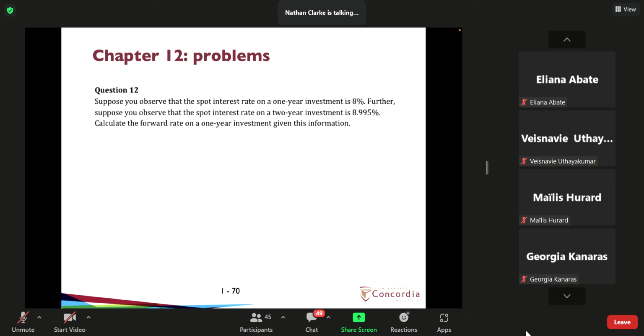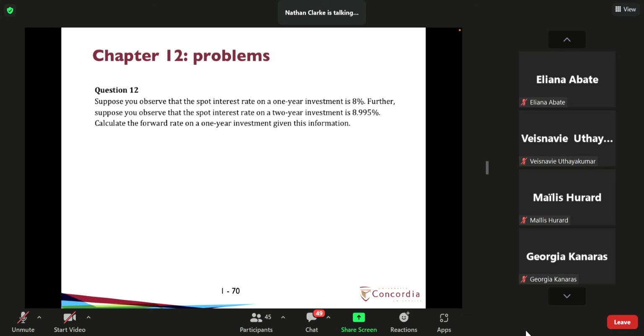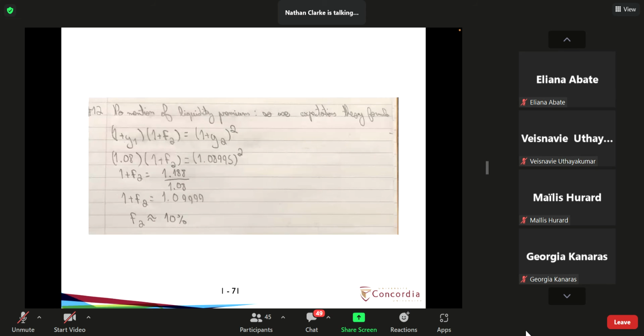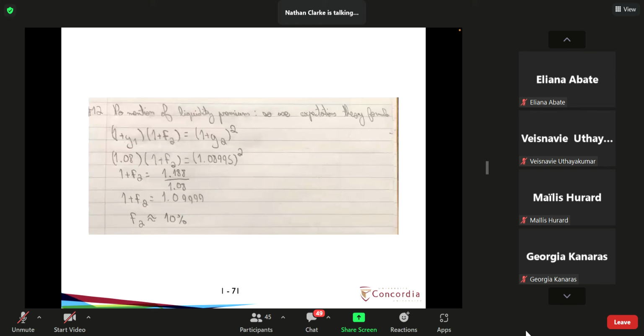They tell us that the spot interest rate on a 1-year investment is 8%. So Y1 is going to be 0.08, or sorry, 8%, right? Then they tell us that the spot rate on a 2-year investment is 8.995. So that's going to be Y2. It's a spot rate on a 2-year investment, so it's not F2. If they told us the forward rate on a bond in 2 years or something like that, that would be F2. So just pay attention to the words.